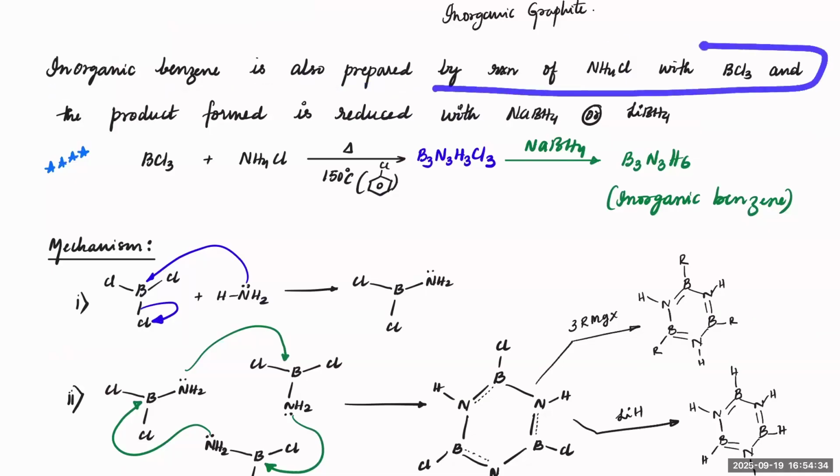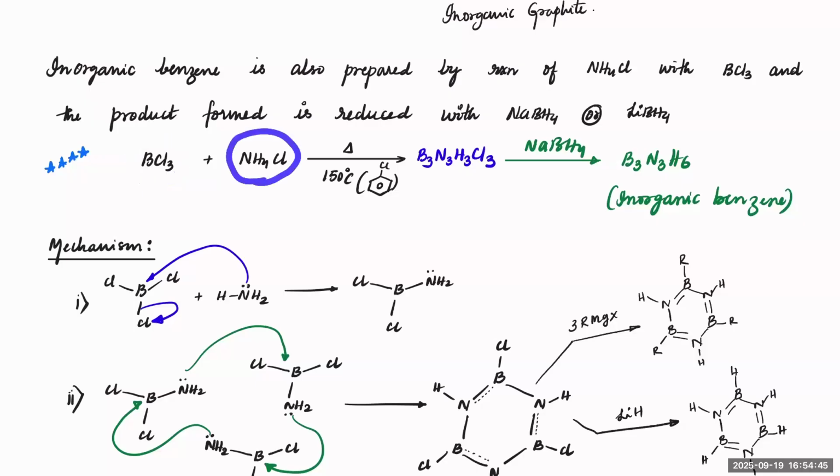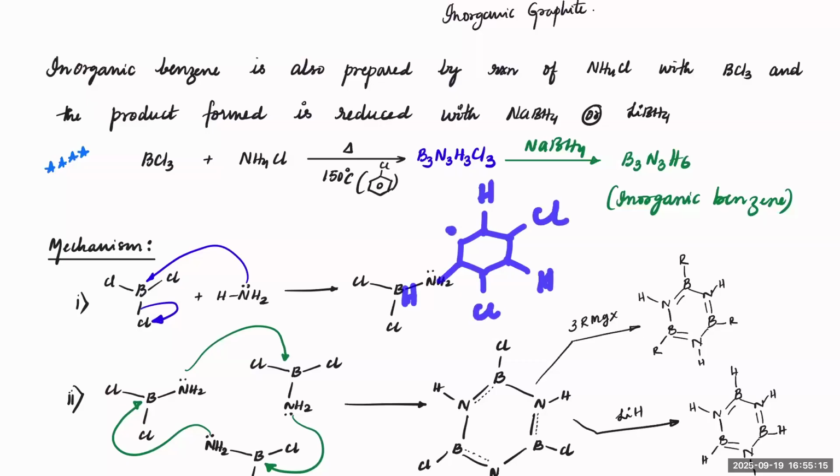wherein you should know that inorganic benzene is also prepared by using ammonium chloride with BCl3. So that means not directly using B2H6, we are using BCl3 reacting with ammonium chloride. On doing this at around 150 degrees, you would see that 3 moles of this will become B3N3H3Cl3. Which means it is the same as inorganic benzene. At 3 positions we'll have hydrogens. At 3 positions we'll have chlorines.